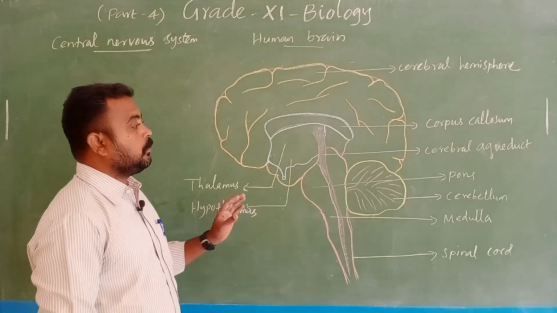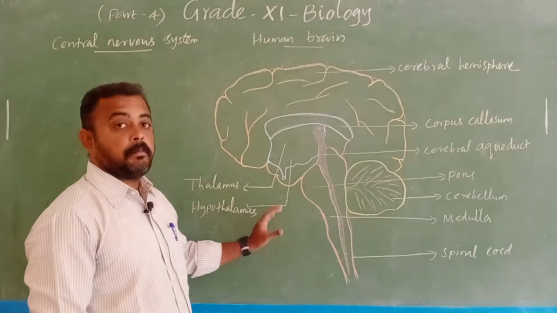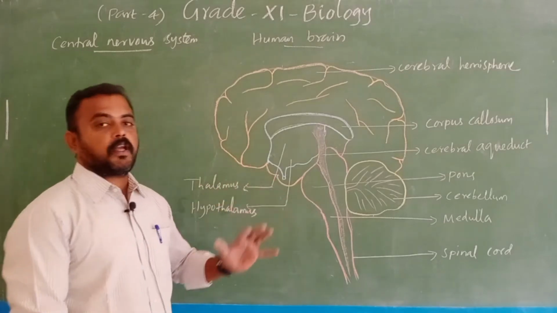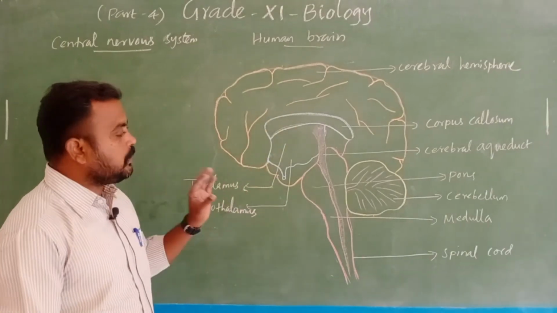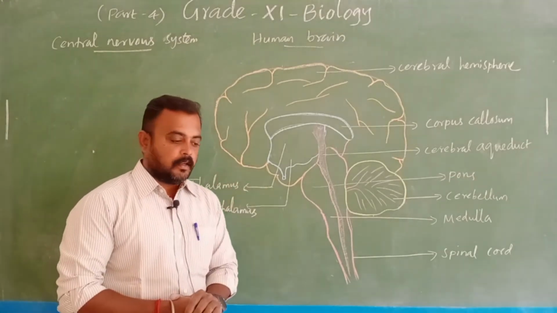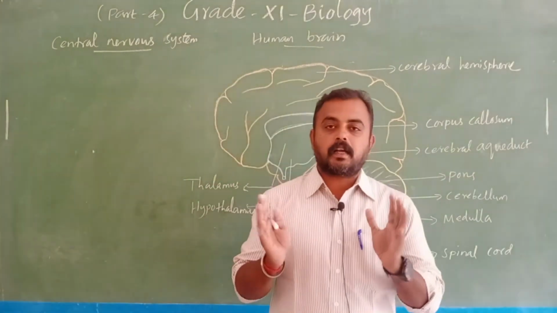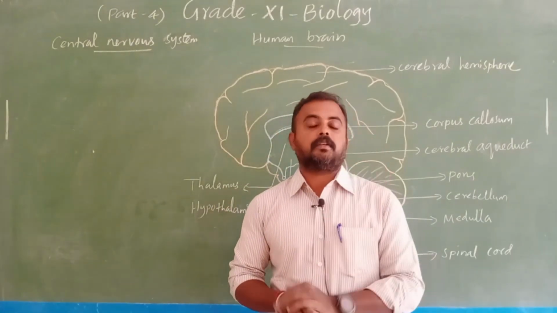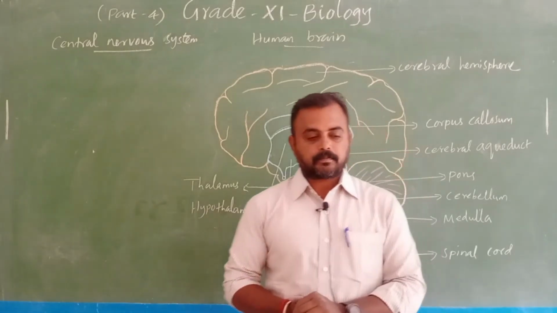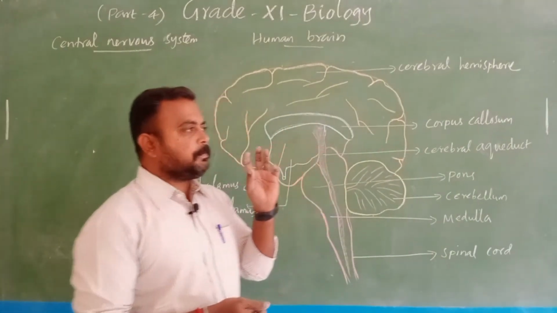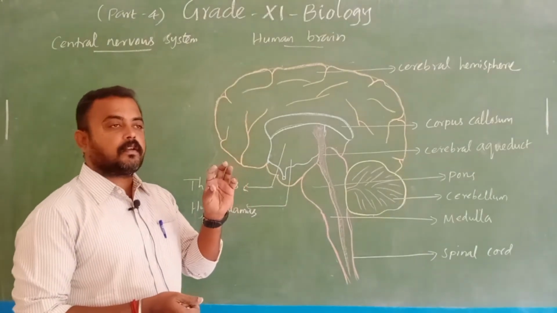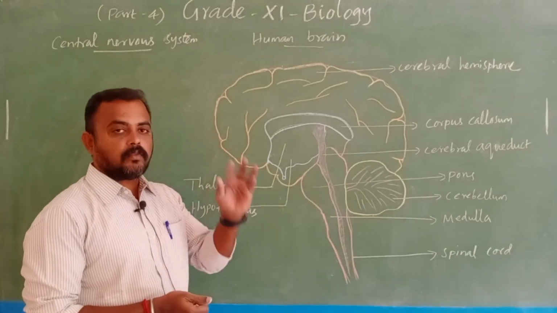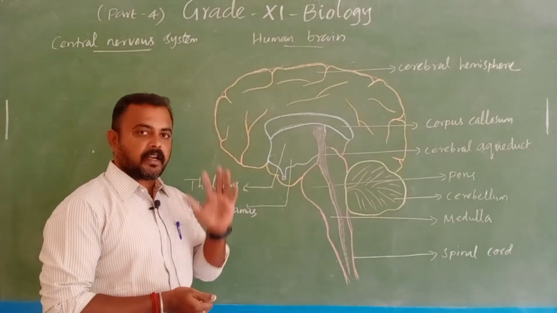So today we are going to see about the human brain. Where is the human brain located, where is it situated? Inside the skull. In the head region we have the skull, and inside the skull the human brain is kept. The skull gives very good protection because it is hard. That's why it gives good protection.